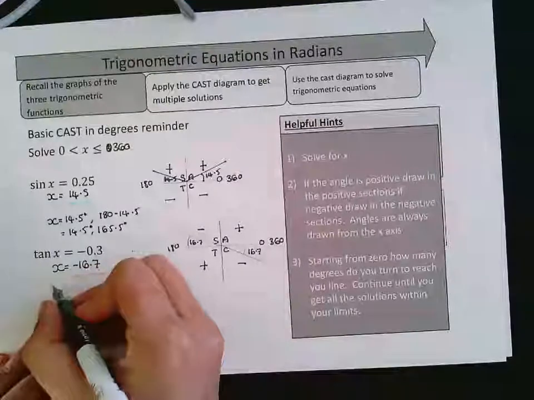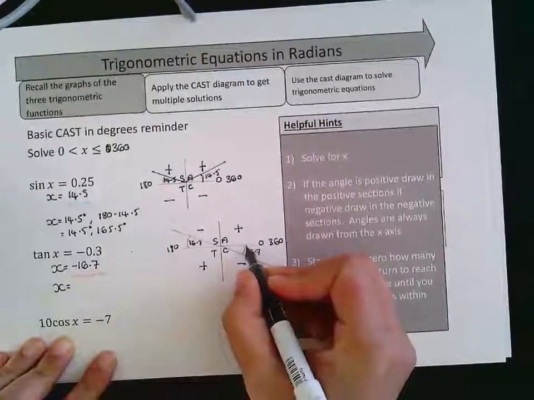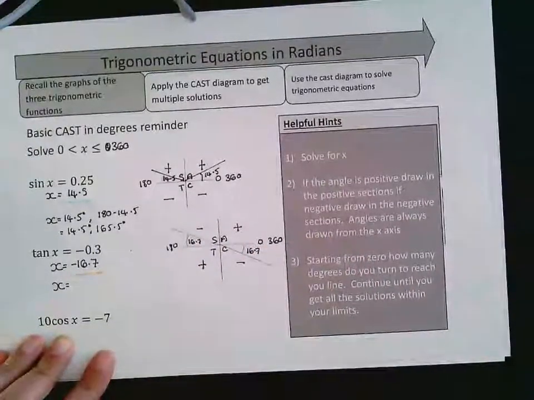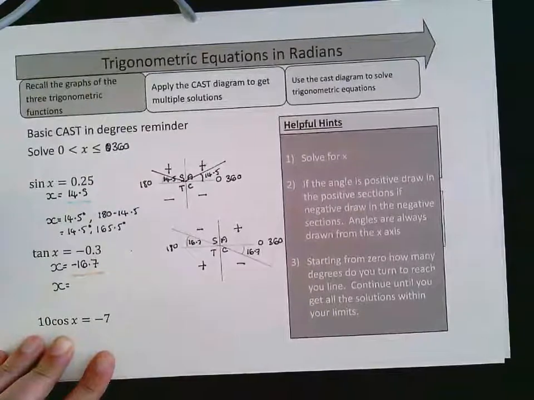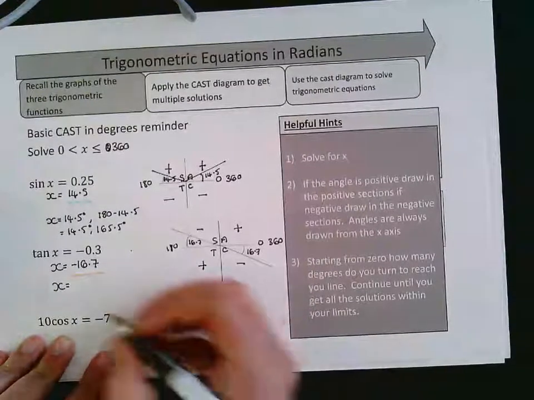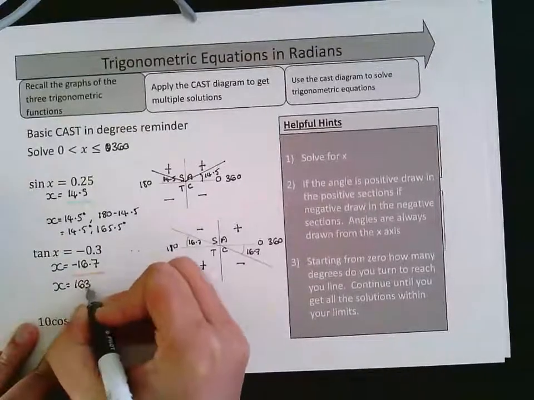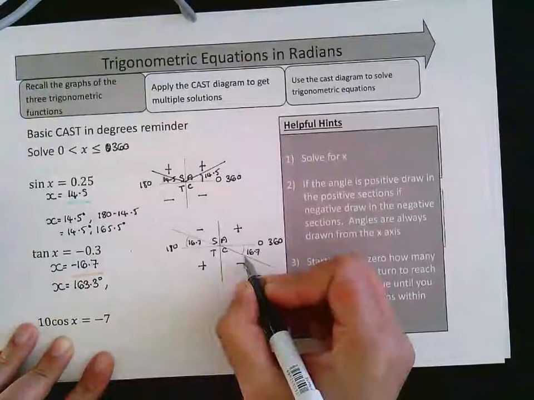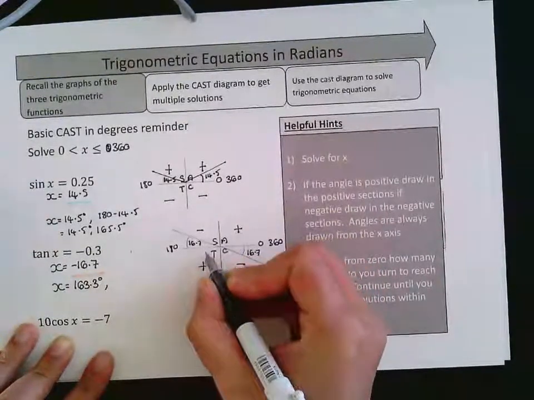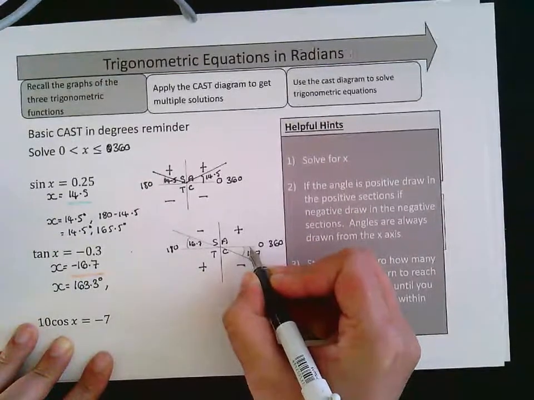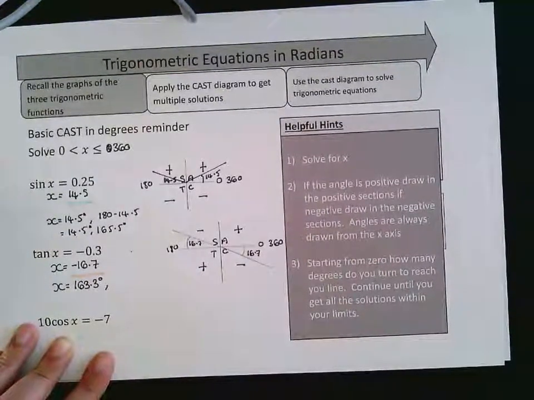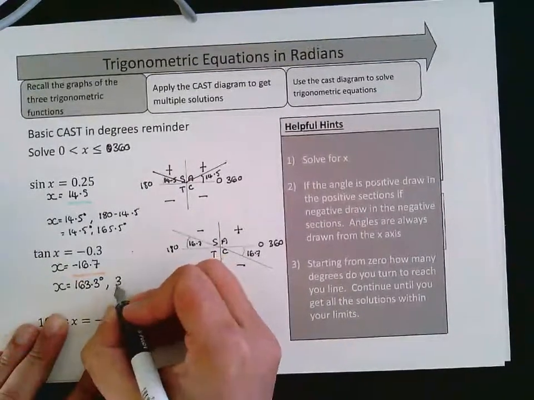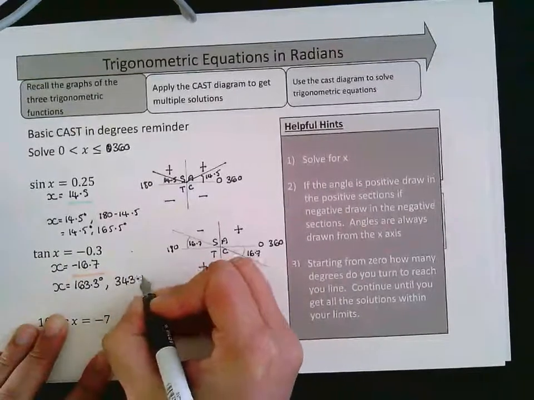So starting at 0 degrees, how far have I turned? Well, that would be 180, and we have to go back 16.7. So I'm going to do 180 take away 16.7, which gives me 163.3 degrees. So that is my first solution. So how far do I turn to get to this one? If I turn all the way around, I get to 360, and I need to go back 16.7. So 360 take away 16.7 is 343.3 degrees.